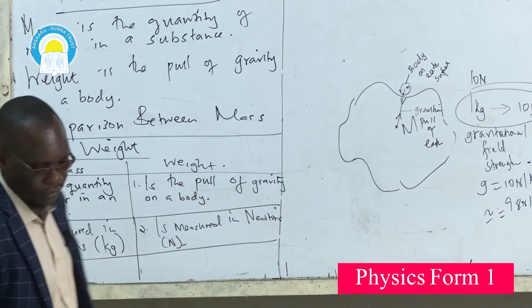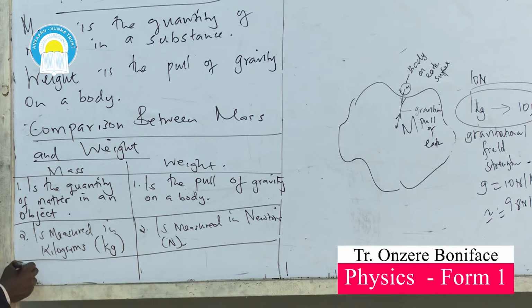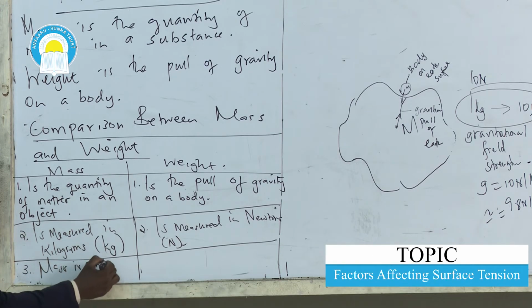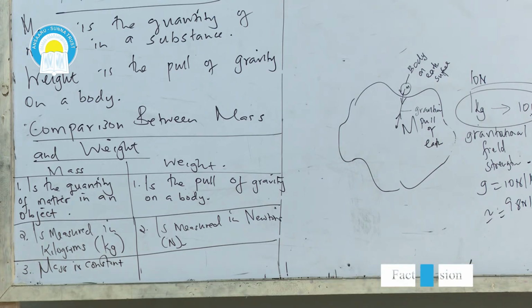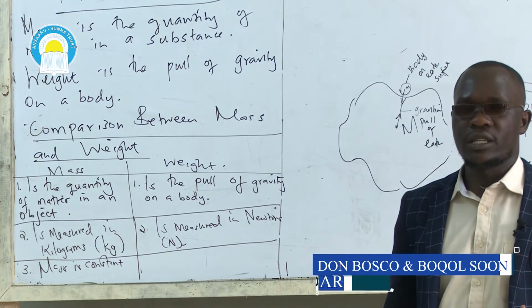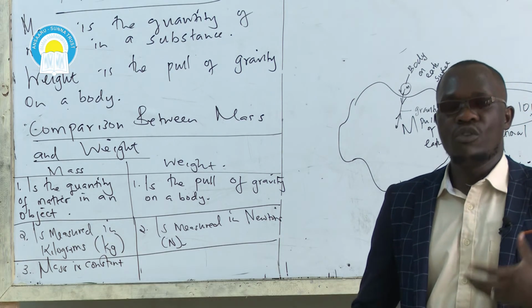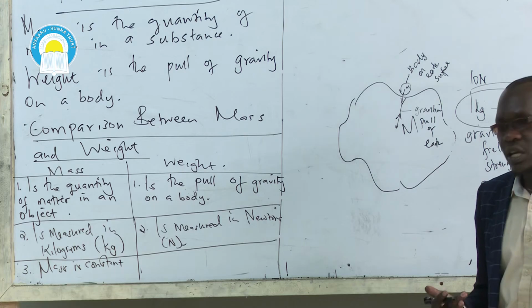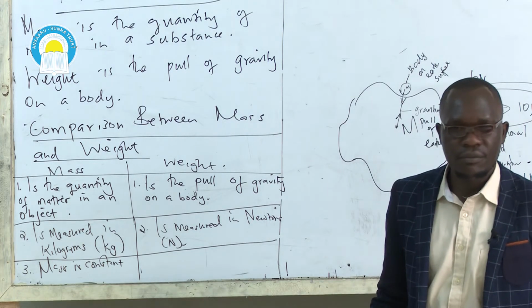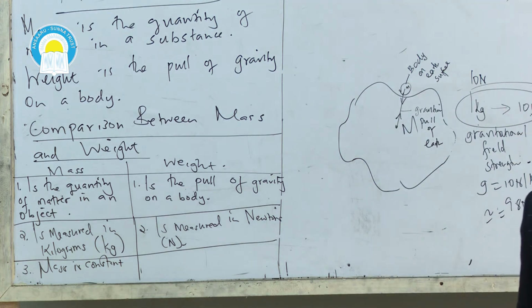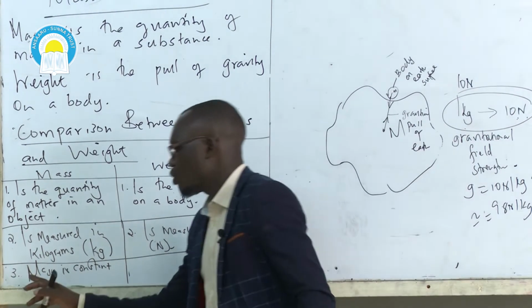Number 3, mass is constant. When you talk of mass being constant, we said mass is the quantity of matter in an object, the number of particles contained in your body. If your body is made up of 1 million particles, then that number of particles cannot change if you move from one part of the earth to another. If you move from one heavenly body to another, you still have the same number of particles in your body. So that's why you are saying that mass of a body is constant.